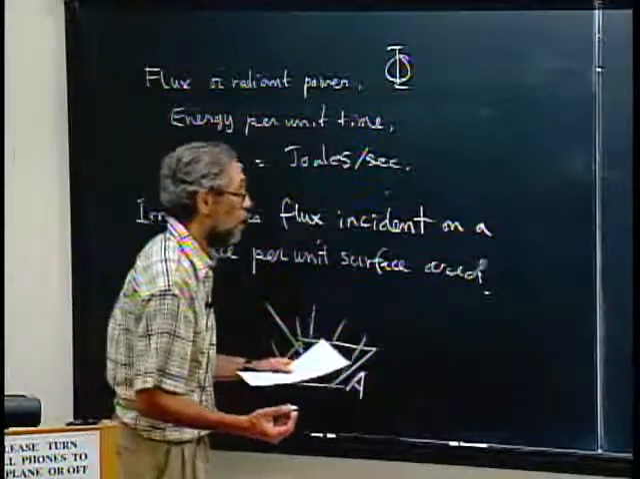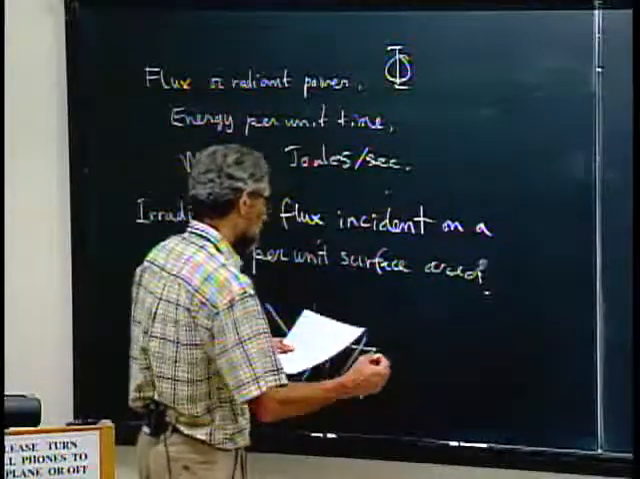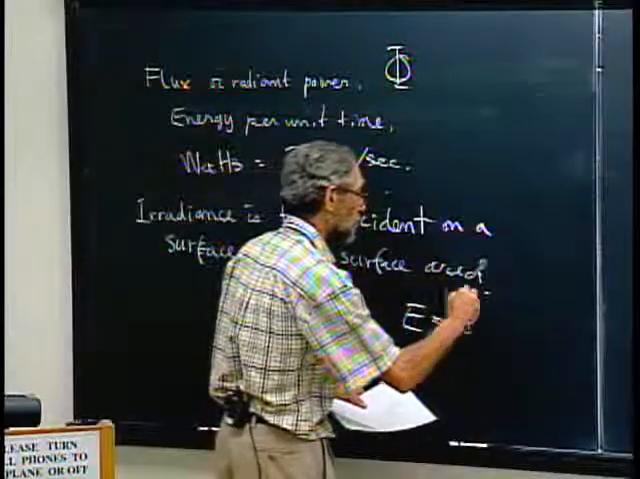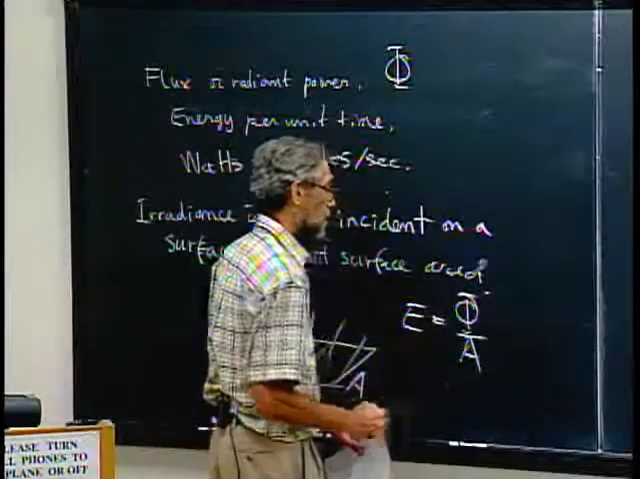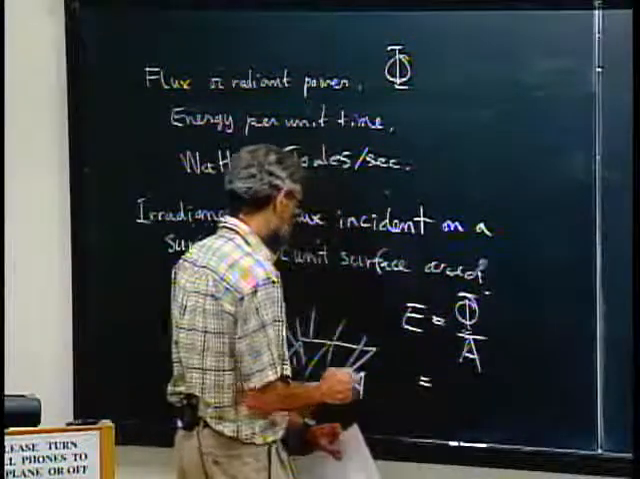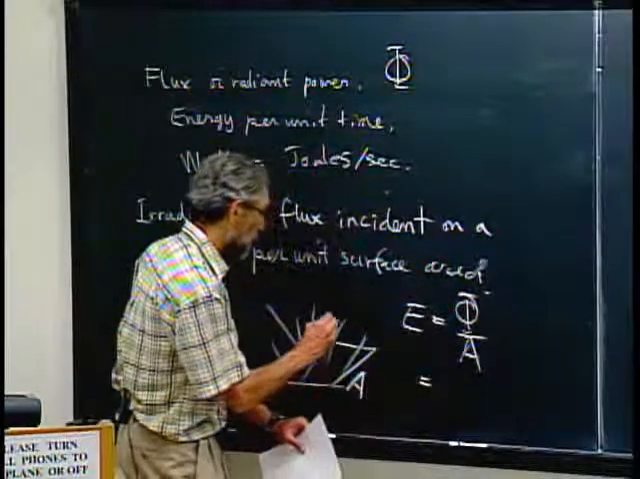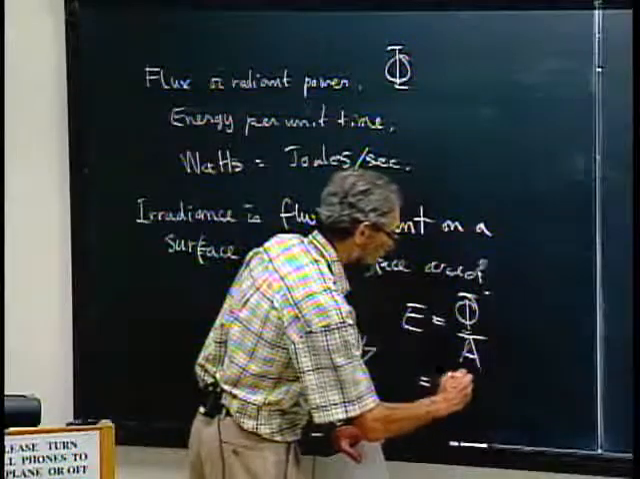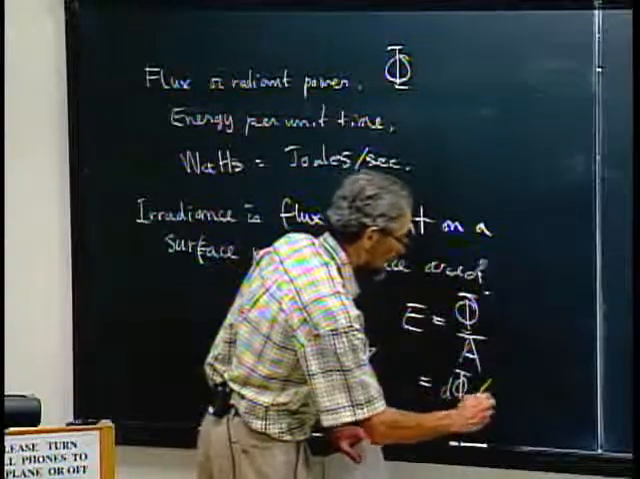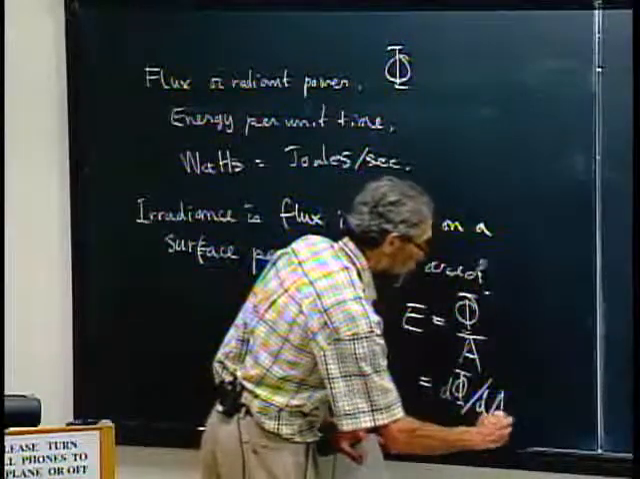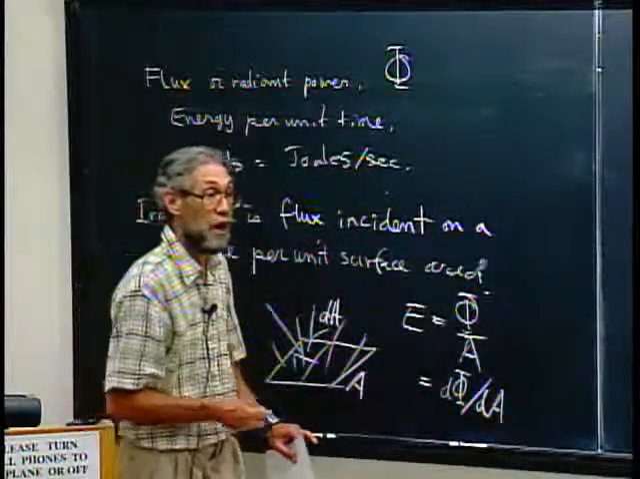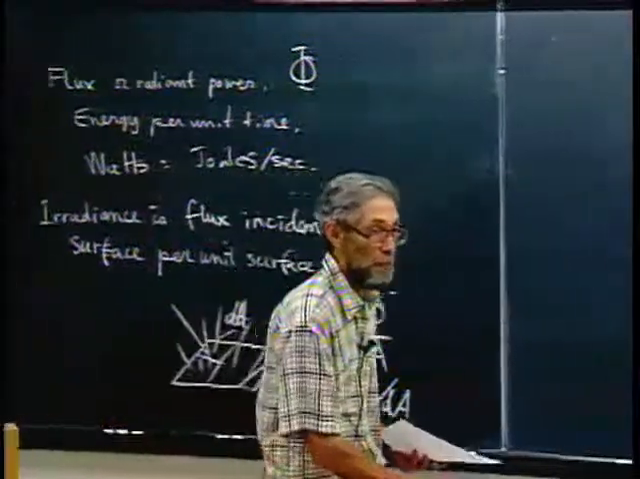The notation for irradiance is E, and that's the flux that hits the surface over the area that hits the surface. Or sometimes you talk about a little infinitesimal area, dA, and then you would say it's the infinitesimal amount of flux for that infinitesimal area. You could write it either way, depending on how big you think the area is.